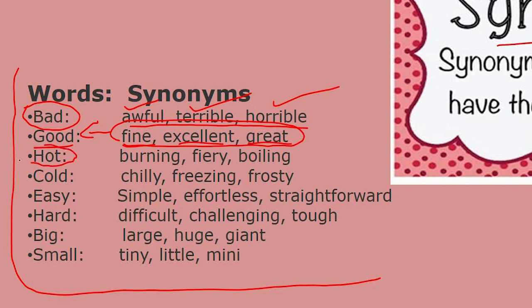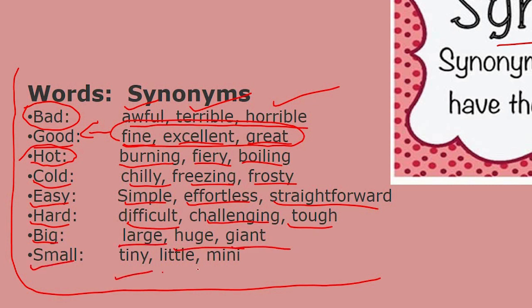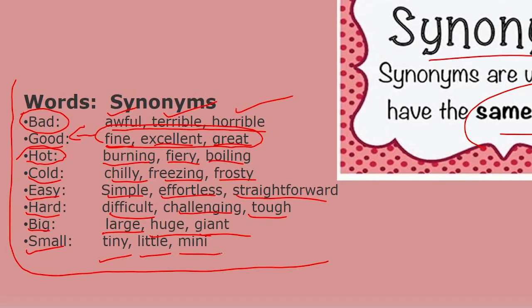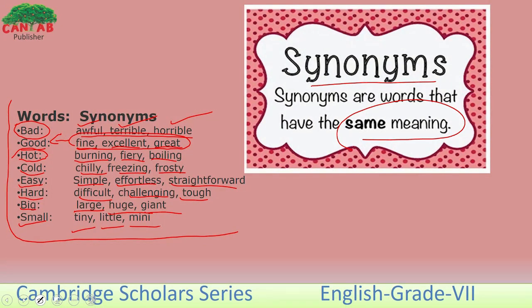Look at hot: burning, fiery, boiling. Cold: chilly, freezing, frosty. Easy: simple, effortless, straightforward. Hard: difficult, challenging, tough. Big: large, huge, giant. Small: tiny, little, mini. But always remember that which synonym we use depends upon the situation in which we are using the word. Because for every situation, there is a suitable word. You have to choose the right one.